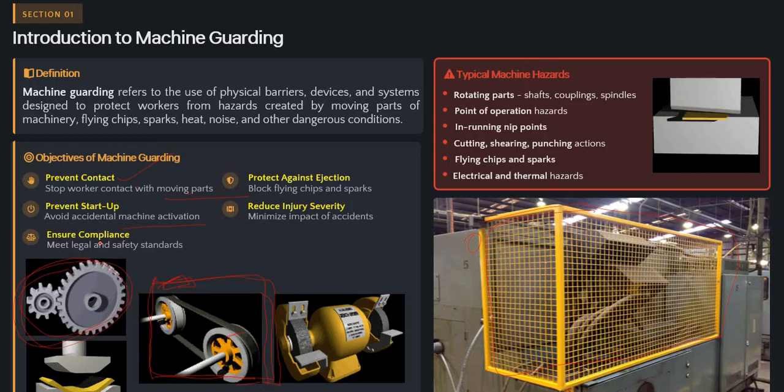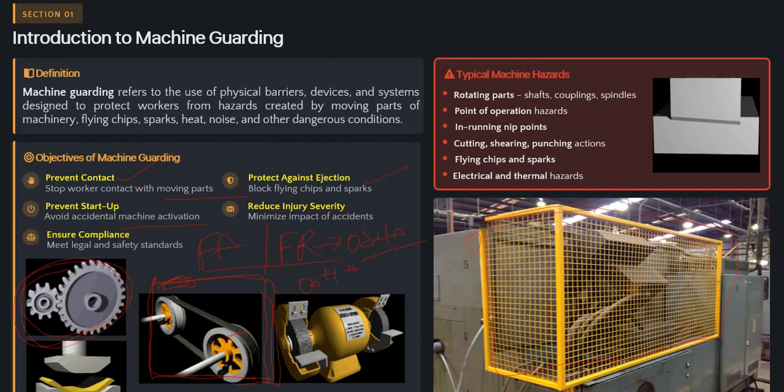And ensuring compliance, so meet the legal and safety standards. We have the Factories Act and also the Factory Rules, which we need to comply with. Some of your US companies have to follow the OSHA guidelines. And we have also recently passed the OSH Code, so that also we need to comply with. So this is ensuring legal compliance.